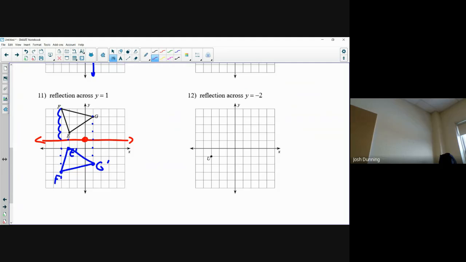And 12, here's y equals -2. So U is down 1 to the mirror, down another one past.